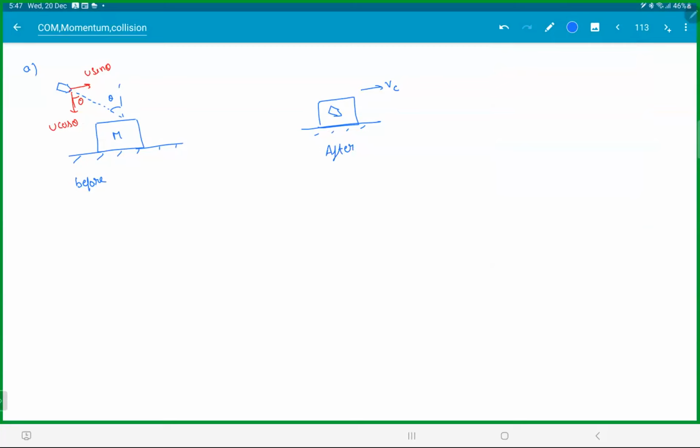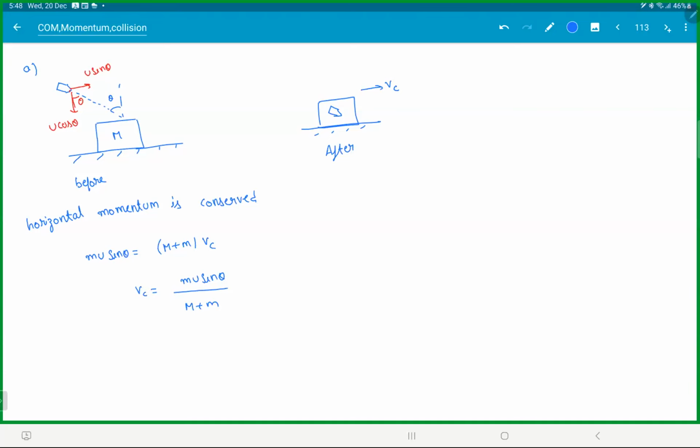So if you see, there are no horizontal forces here. So horizontal momentum is conserved. So that would be m u sin theta is equal to (M plus m) v common. So v common would be m u sin theta by (M plus m). This was kind of fine, this is straightforward, easy stuff. Just conserve horizontal momentum and you're done.